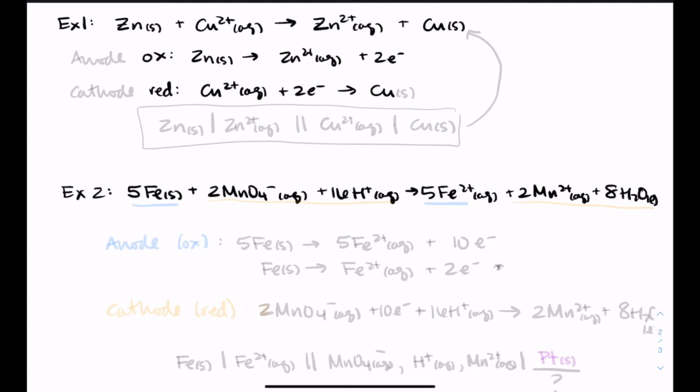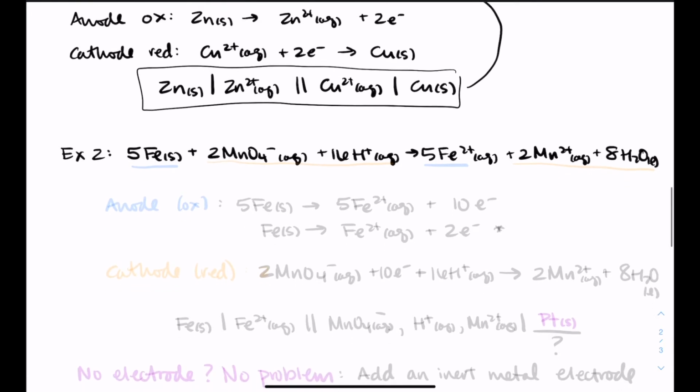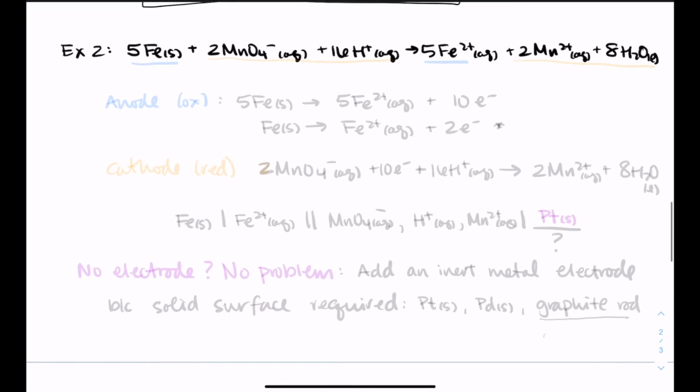So my shorthand, the anode is on the left. My electrode for the anode is the solid zinc. And in solution, I have zinc 2 plus. Separate the two sides with the 2 lines for a salt bridge. And in the cathode, I have copper 2 plus in my solution, and my electrode is a solid piece of copper.